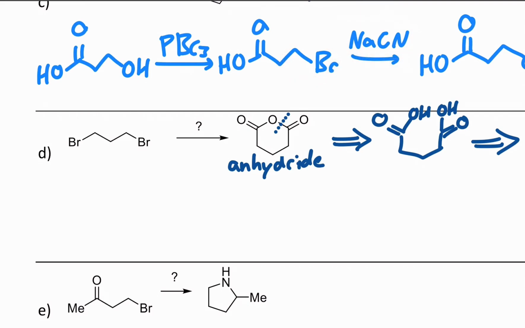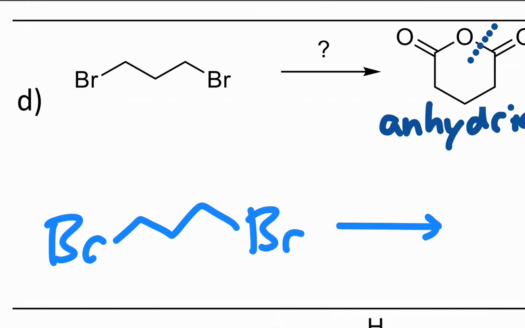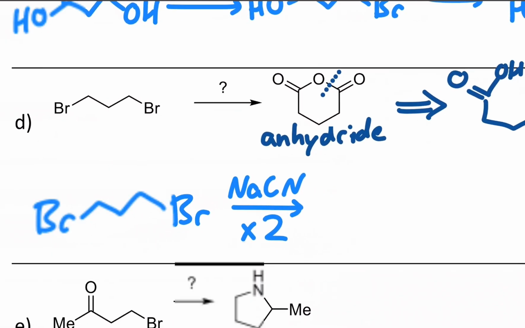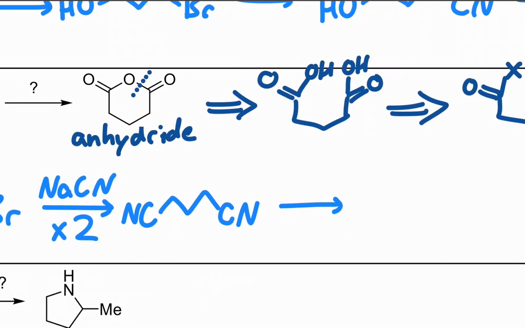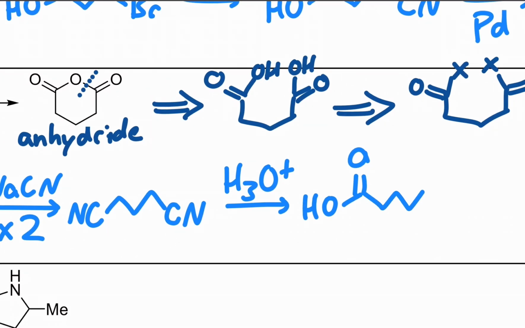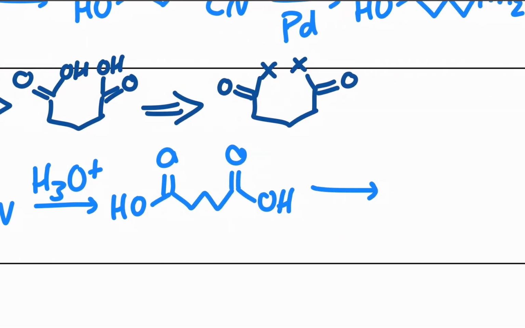So what if we started with our bromide and did a sodium cyanide substitution twice, times 2. That would give us a double nitrile, which is a carboxylic acid derivative, and which under hydrolysis conditions will give us 2 carboxylic acids on either end of a 5-carbon chain. And then we can cyclize that. All you have to do to get this to cyclize is actually just heat it up.